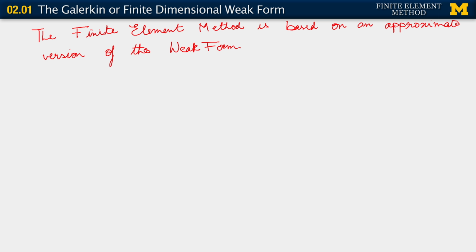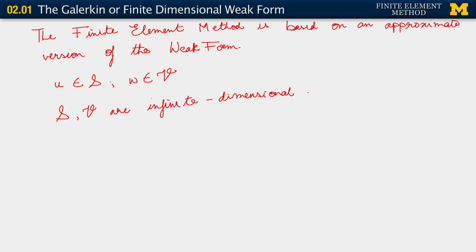Okay? And in order to understand what sort of approximations we have, let me state that when we say that u belongs to S and w belongs to V, what we have in mind here are function spaces that we describe as being infinite dimensional function spaces. Okay? I'm going to tell you what that means. Infinite dimensional is important.